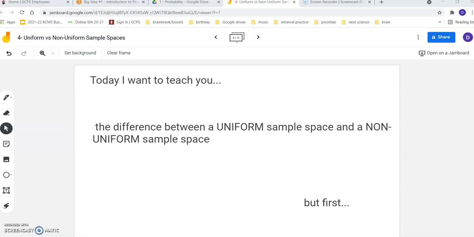Welcome back. Today I want to teach you about the difference between uniform sample spaces and non-uniform sample spaces. So please do me a favor, open up your math notebook, make this the title on the next free page right up at the top. When you have done that, mark your page, close it up, clear your space, clear your mind, and give me your full concentration till we get to the we do.